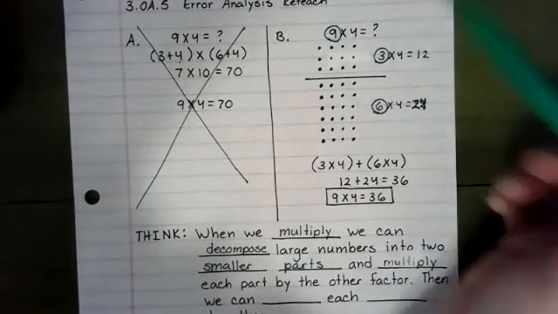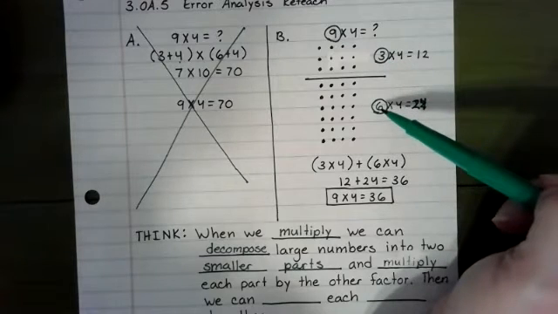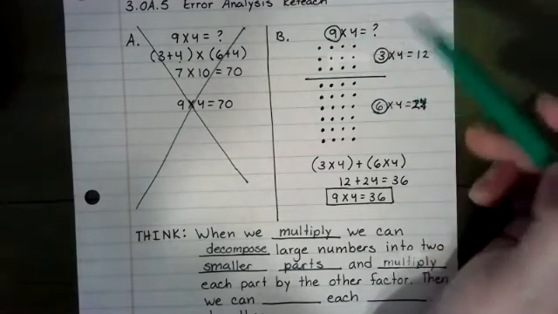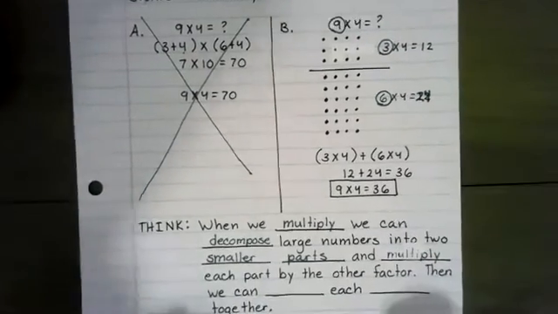Just like we did here. We decomposed the 9 into 3 and 6. Then we multiplied each of those by the other factor, which was 4. Don't get tricked. Even Miss Bro got tricked a little bit.